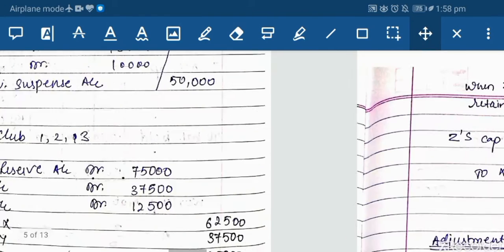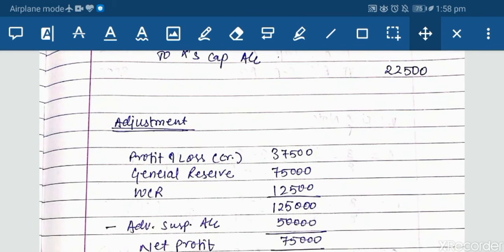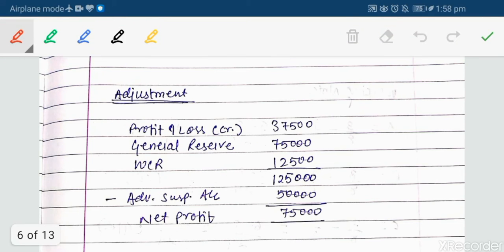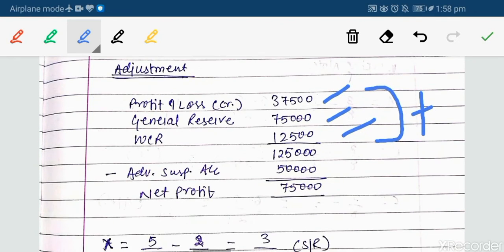Now we will move on to the case where these values are retained in the business, or are to be recorded after the reconstitution of the balance sheet. In that case, we will have to find out the adjusted value. For that, all the profits are added together: profit and loss, general reserve and WCR are all profit items, that is, credit items. And 50,000 rupees for the advertisement suspense account has been deducted, so the net profit comes to 75,000.